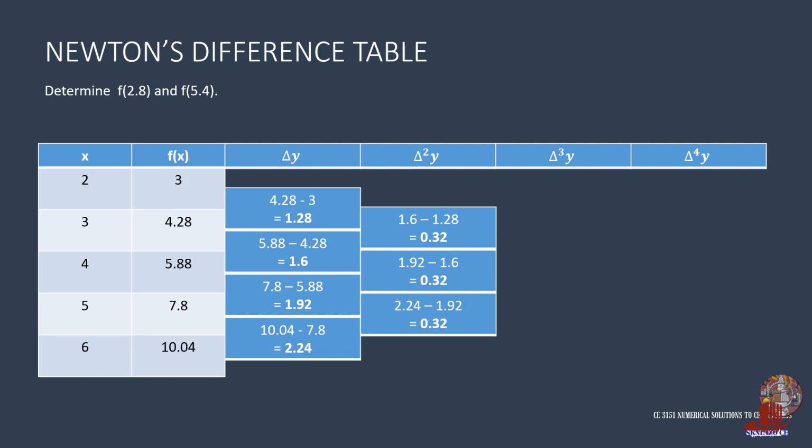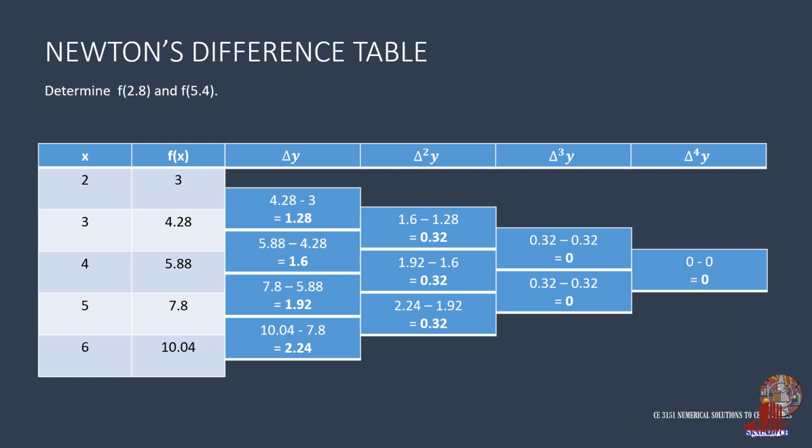However, let's continue filling up the table until convergence. For delta cube y, the first value is 0.32 less 0.32, which is 0. Then the same follows for the next difference, making both values in this column 0. Also, the fourth column will still yield 0. Having filled the table, we check locations of the tasks.